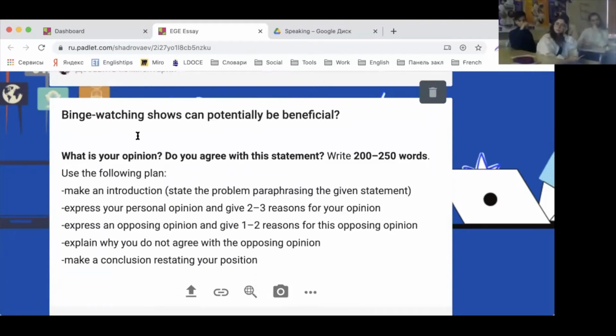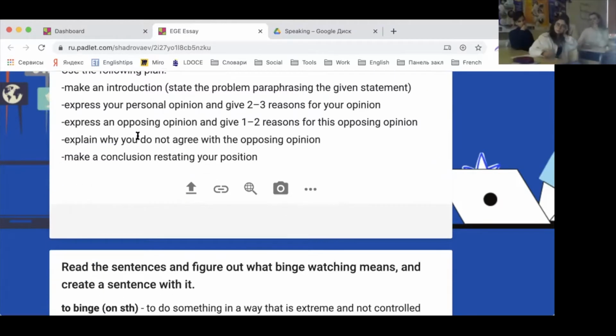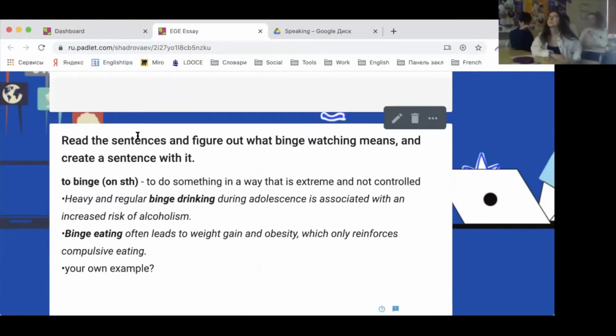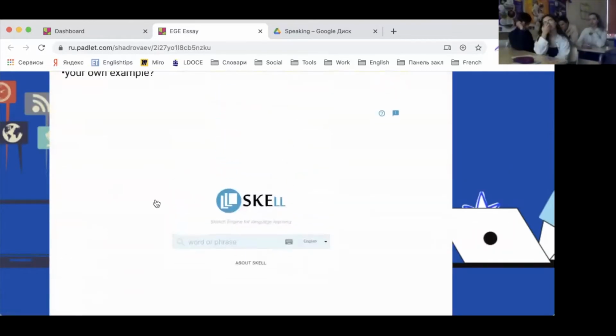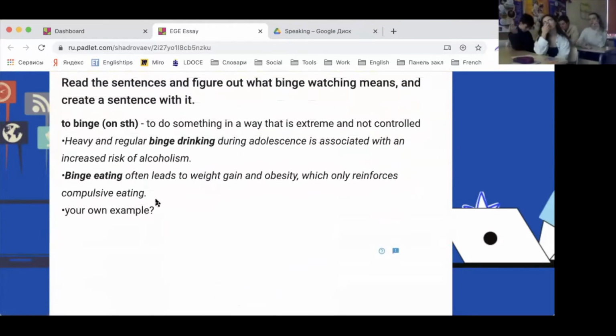Watching is when you watch too many episodes of a TV series. Yeah, at a time or in one go. Actually, this word to binge, there's a definition of it. So have a look. Binge means to do something in a way that is extreme and not controlled. Look at these examples. At the beginning, we had binge drinking and binge eating.